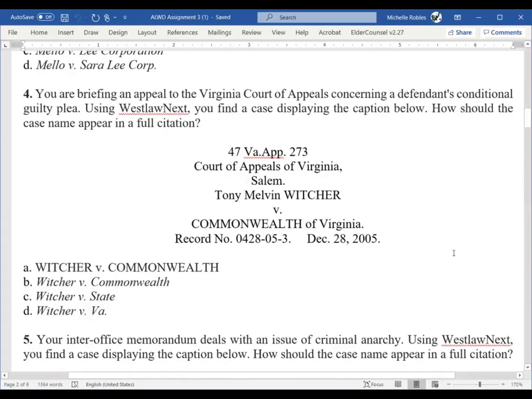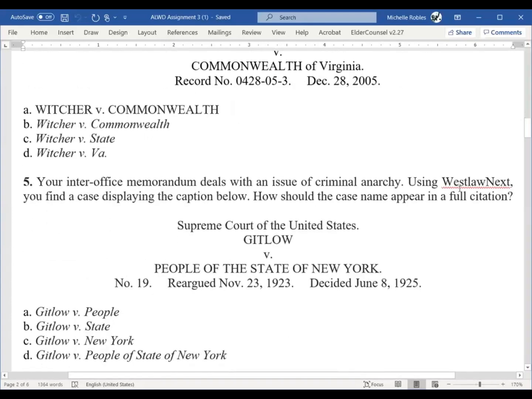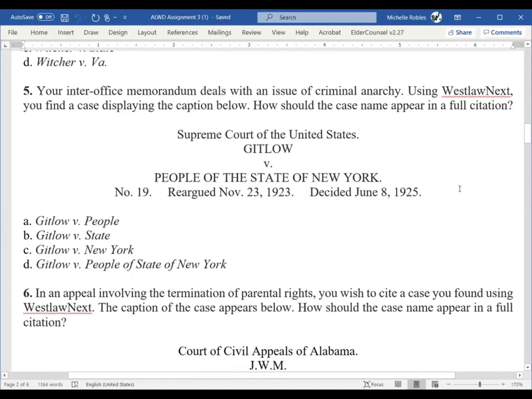When we're talking about number 4 and number 5, you have to think about what court you are in. Here it's the Court of Appeals of Virginia, which means we are in a state court. So you'll have to pay attention to Rule 12 to look at what happens when there's the name of a state as one of the parties. The same will happen with number 5. Here we are in the Supreme Court of the United States. So there's a different rule for when you are in federal court and you're referencing a state.